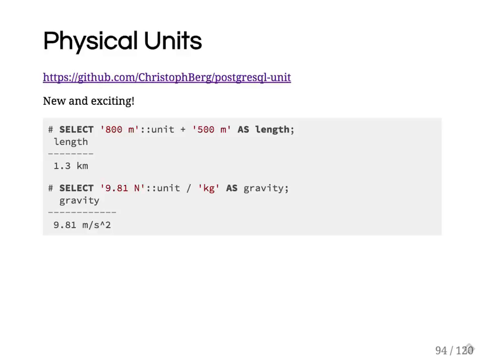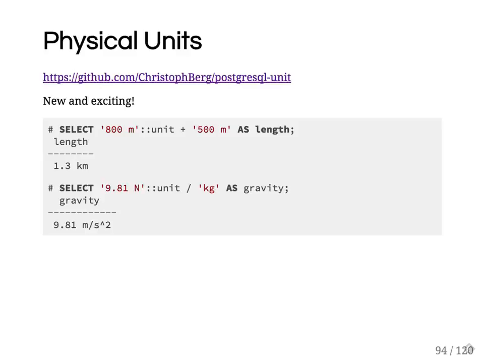Can these types be added at all? Is that an error? If you add meters, you get kilometers. Here we're dividing newtons by kilograms and getting meters per second squared. Right, so this is really cool and exciting. This landed pretty recently, but I've been playing with it. The code looks pretty good.